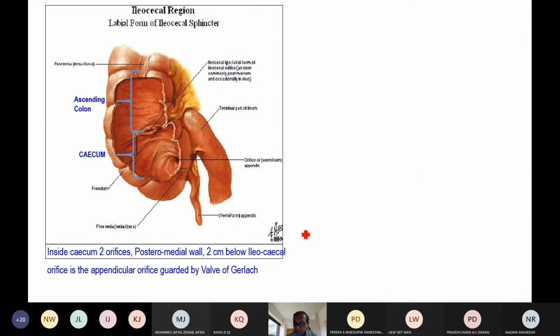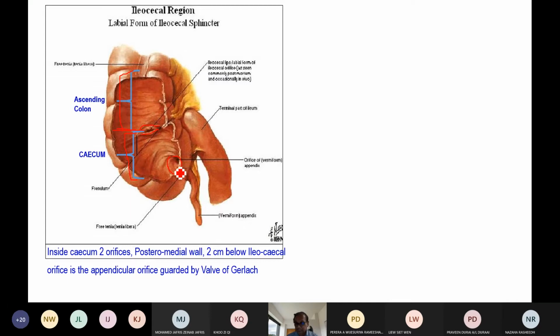Coming to the localization of the appendix. You see here that this is the ileocecal sphincter. This is the upper lip of the ileocecal sphincter. This is the lower lip of the ileocecal sphincter. If I draw a line over here, that demarcates that above this line is the ascending colon, that means above the upper lip of the ileocecal sphincter, and from the lower lip down is the cecum. And within the cecum, 2 centimeter below the ileocecal sphincter is the opening of the appendix.